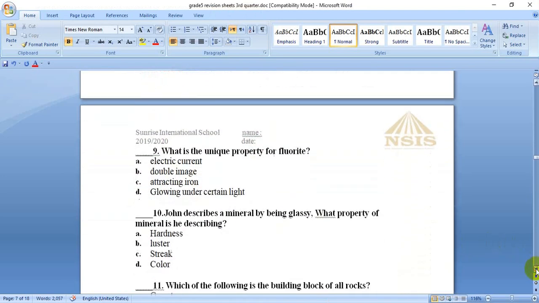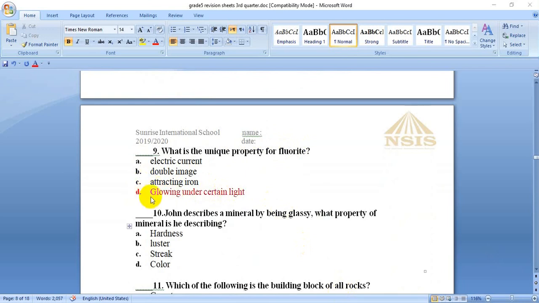Question 9. What is the unique property for fluorite? Fluorite, this kind of mineral, is unique or special because it can glow under certain light. So we will choose glowing under certain light.